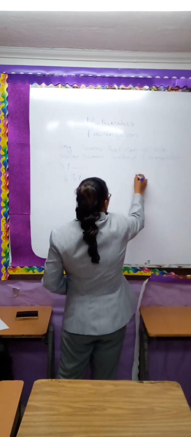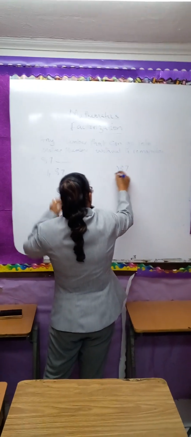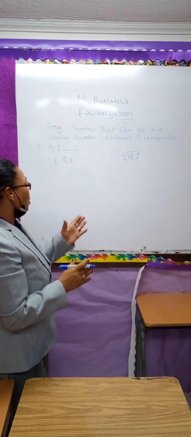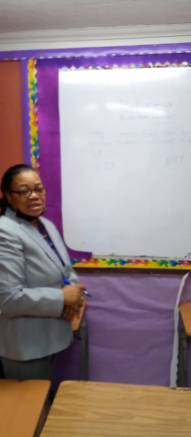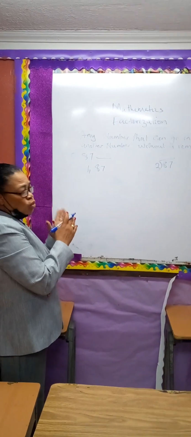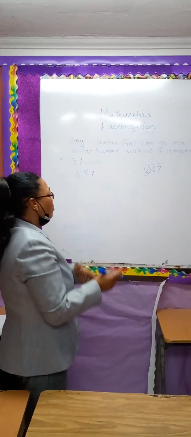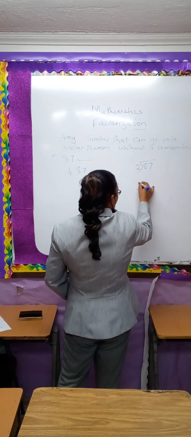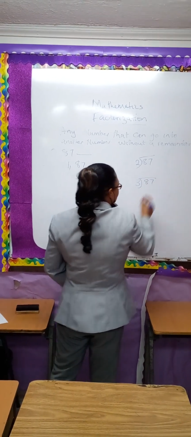My next step is to check this number 87 and see if it can be divided by 2 without a remainder. Now I don't have to go any further with that because I realize that this is an odd number and no odd number can be divided by 2, and therefore 2 cannot divide 87. So next step is to check 3. Can 3 go into 87?